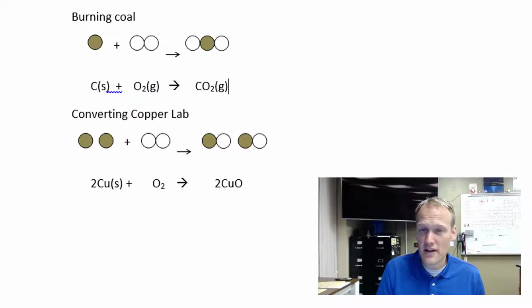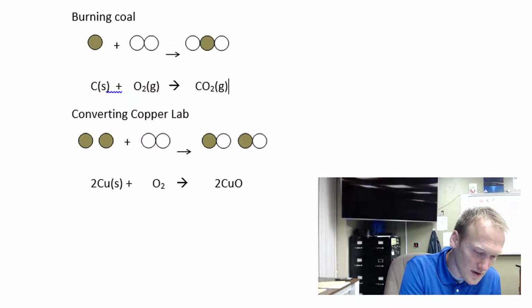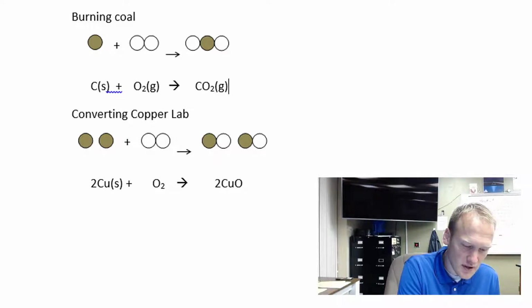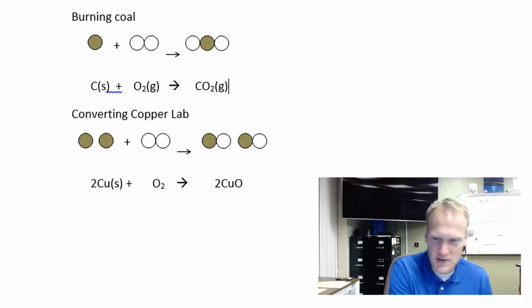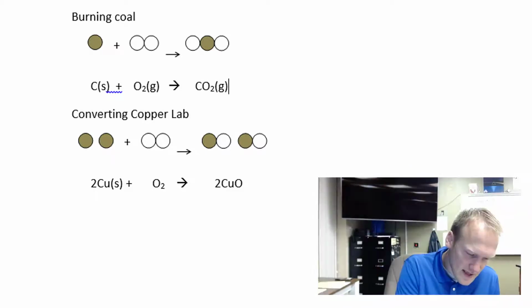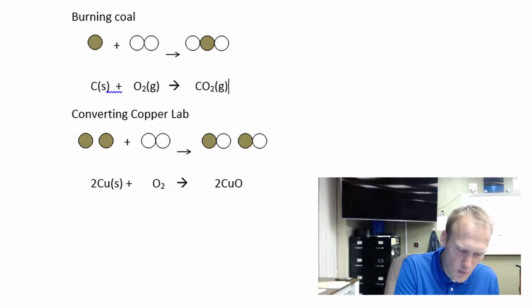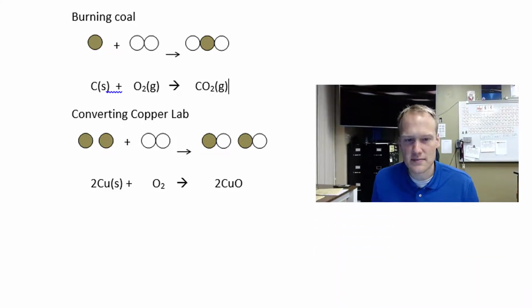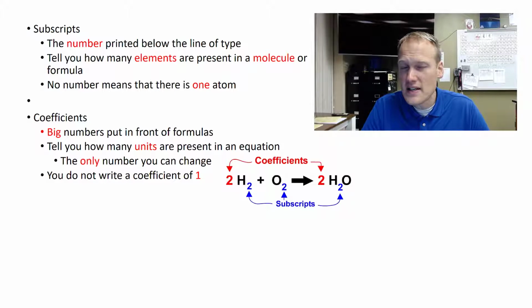So if we look at an example here of burning coal, we see that we're starting with carbon and oxygen, O2, and when we get finished, we still have one atom of carbon on both sides and two atoms of oxygen on both sides. We've rearranged it into a different molecule, but the same number of atoms. In the same way down here at the bottom, we started with two atoms of copper and one molecule of oxygen. And when we are done, we have two molecules of copper oxide, but we still have 2 and 2 on both sides.